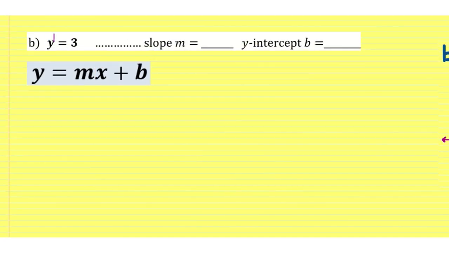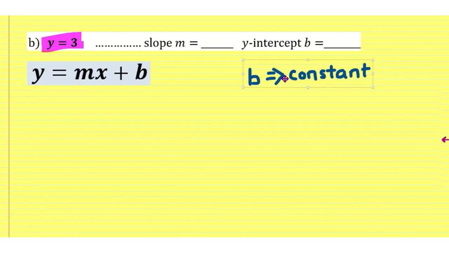Okay, the next equation that they've given us to find the slope and the y-intercept for is y is equal to 3. Well, it doesn't look exactly like our y equals mx plus b, but we can think about this one a couple of different ways. One of those ways is to realize that the b, the y-intercept, is a constant. Well, 3 is a constant, which means that would be in the b position. So we could say y is equal to plus 3, because that's a positive 3.